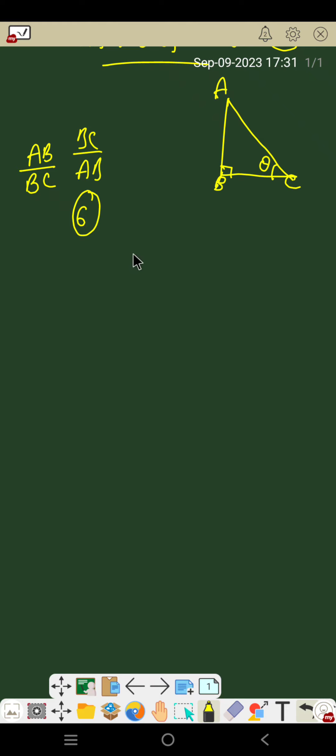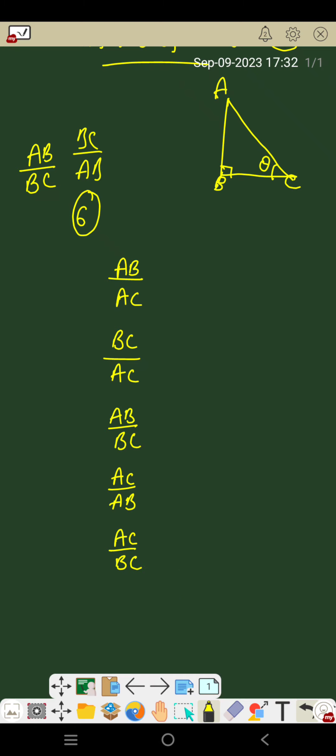Now see, the first one: AB by AC is the first ratio. Next, BC by AC. Next, AB by BC is the third ratio. Fourth ratio is AC by AB. If you observe here, the fourth ratio is the reciprocal of the first one. The next ratio is AC by BC, and the next ratio is BC by AB.